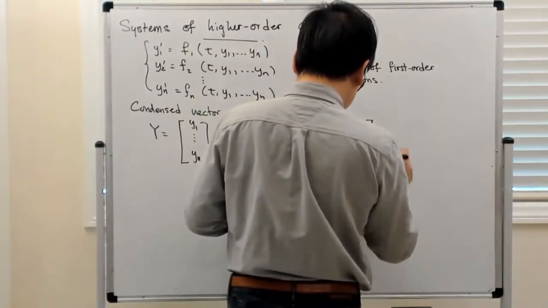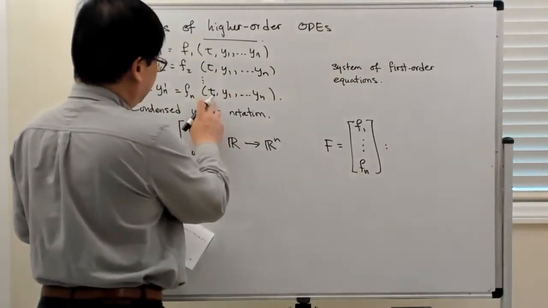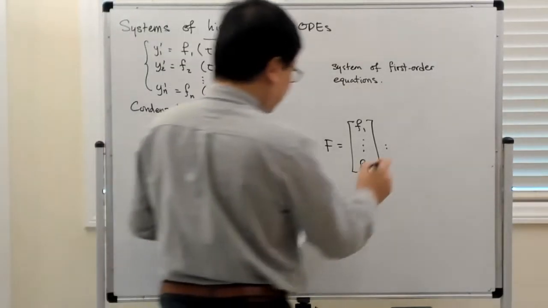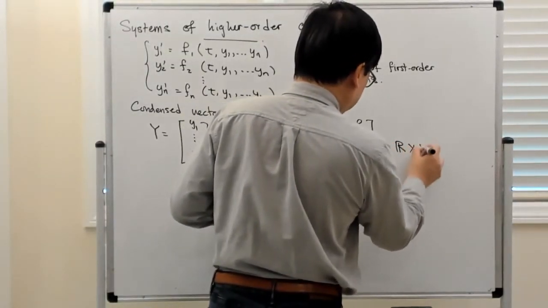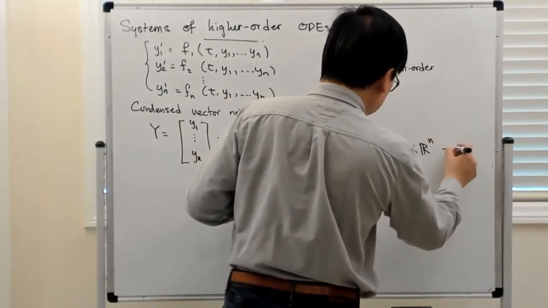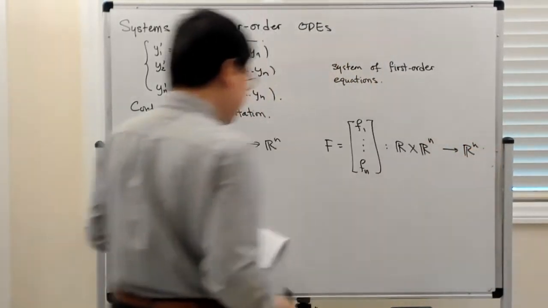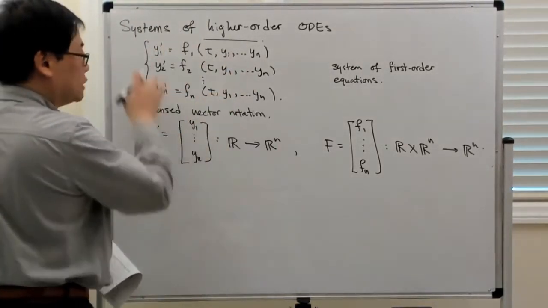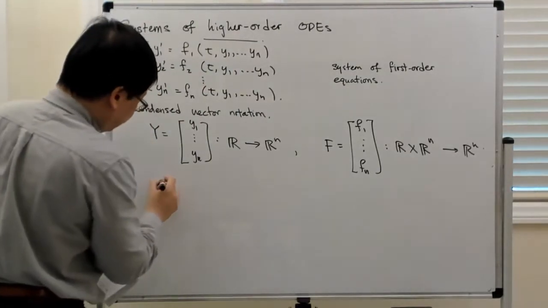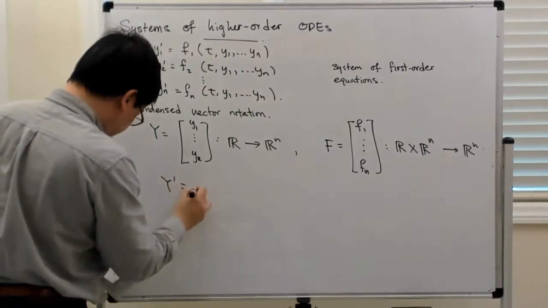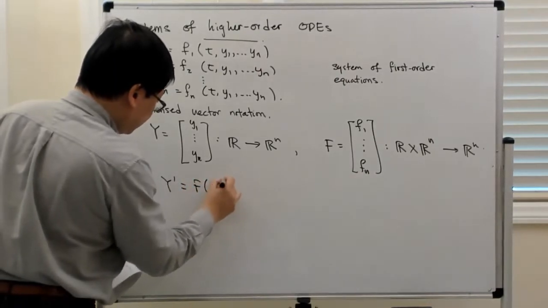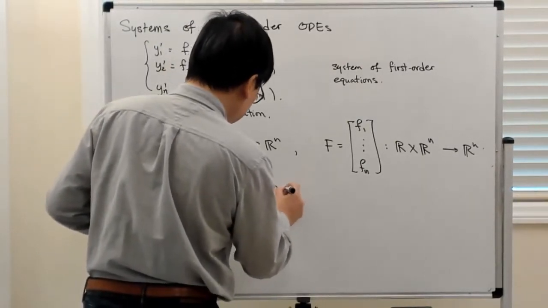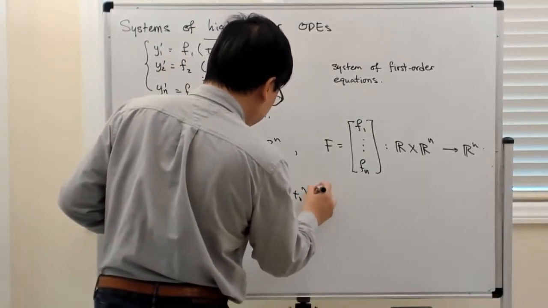Right, and this is a map from, let's see, it depends on time, and it depends on y1 to yn, so I think of it as a map from R cross R to the n to R to the n. Okay. All right, and with that notation, you can rewrite the system of first order equations as just this: y prime is equal to f of t and y, right? And then you can set up an initial condition for this, that y at time t0 is, let's say, y0.